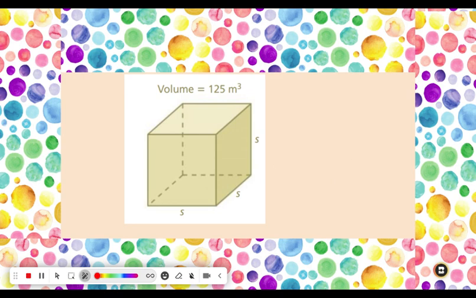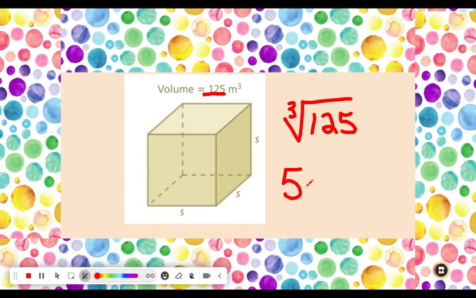Okay, here we have a 3D figure. The volume is 125 meters cubed. We're trying to find what each side equals. So the cube root of 125. What times what times what equals 125? It would be 5 meters.